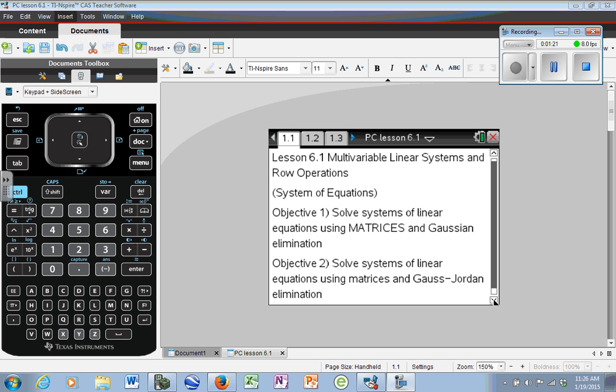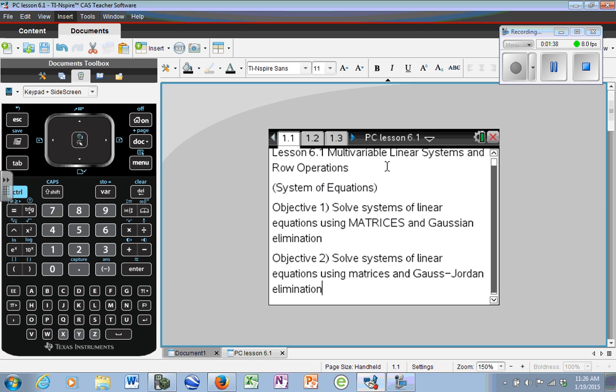Okay, so here are our two objectives. First, we're going to solve systems of linear equations using matrices and Gaussian elimination. And secondly, we're going to solve systems of linear equations using matrices and another process called Gauss-Jordan elimination. You're really going to like this. You're going to be so happy.